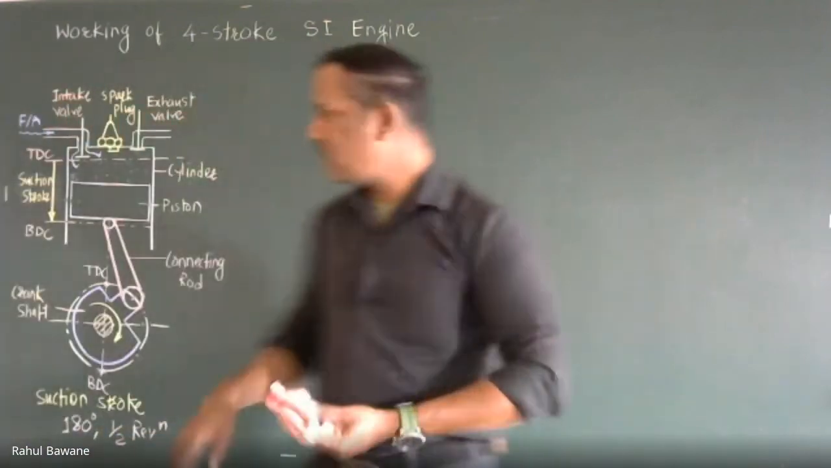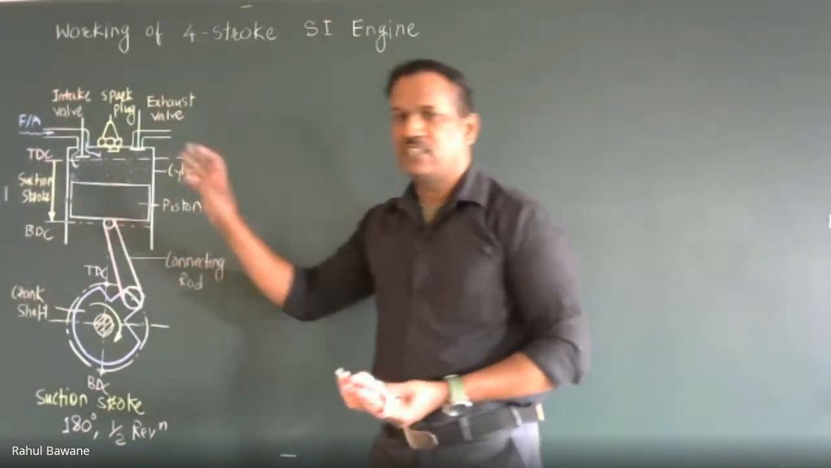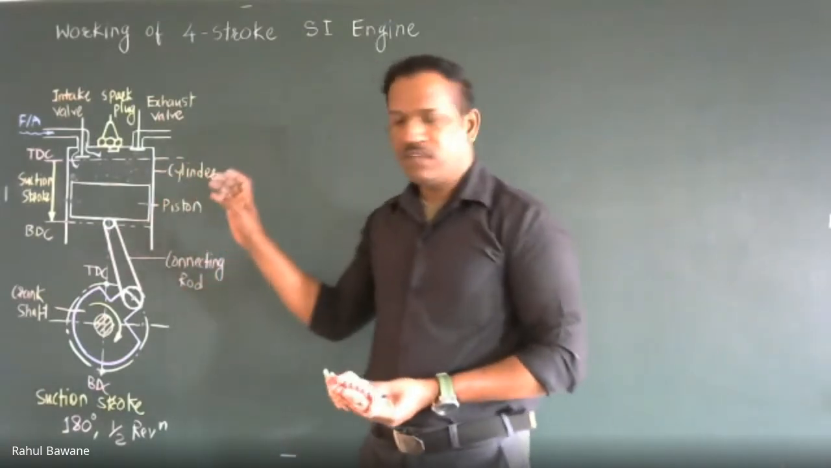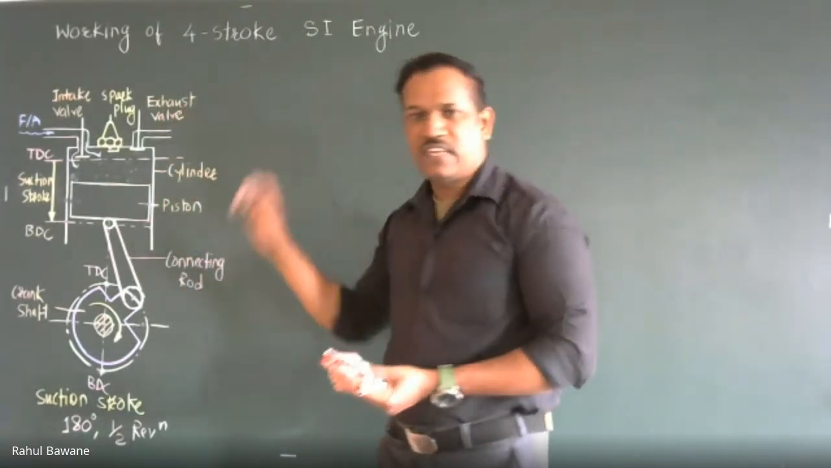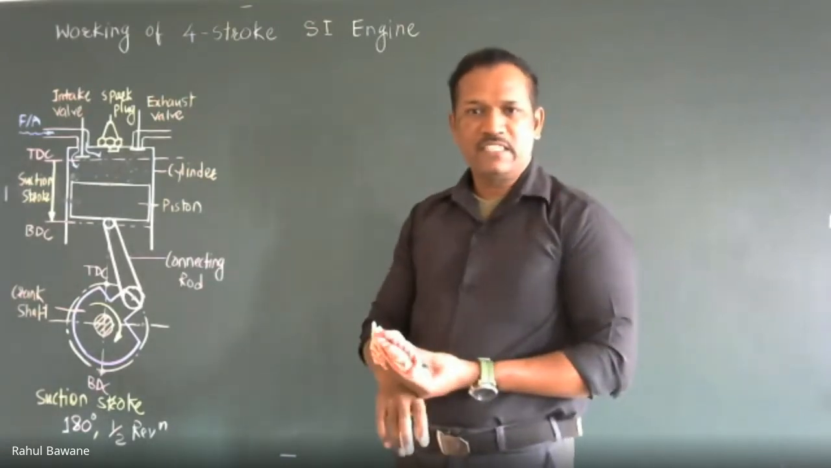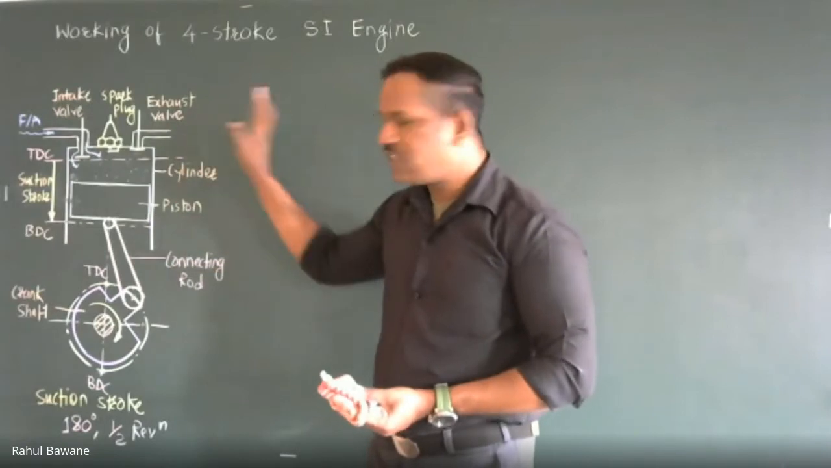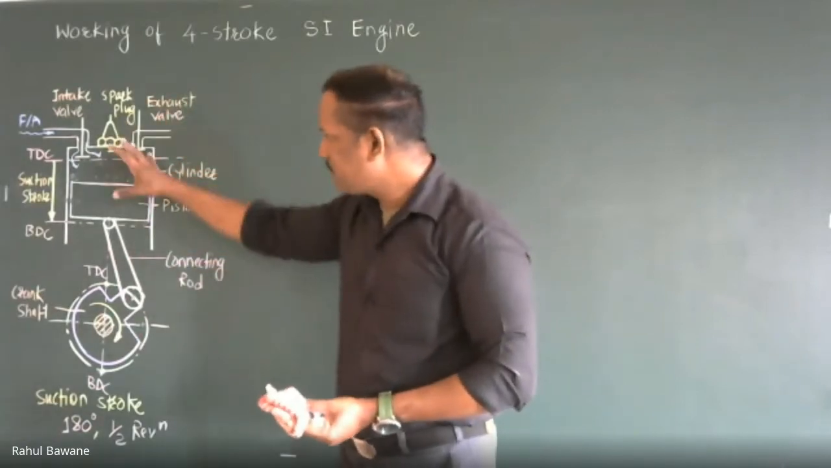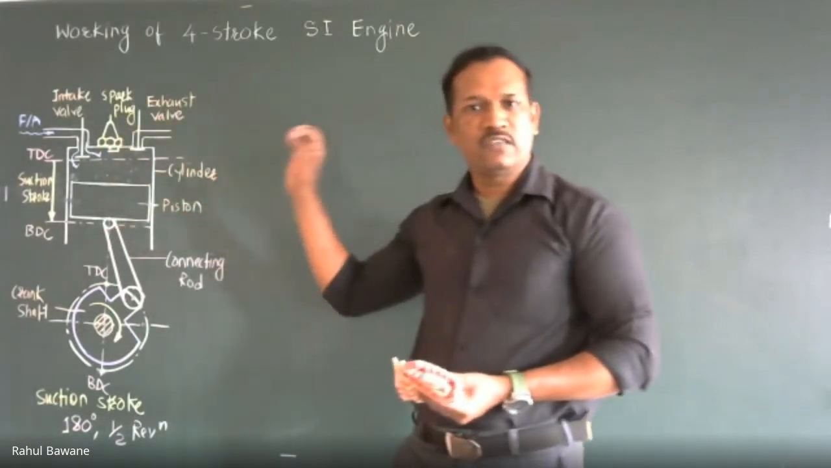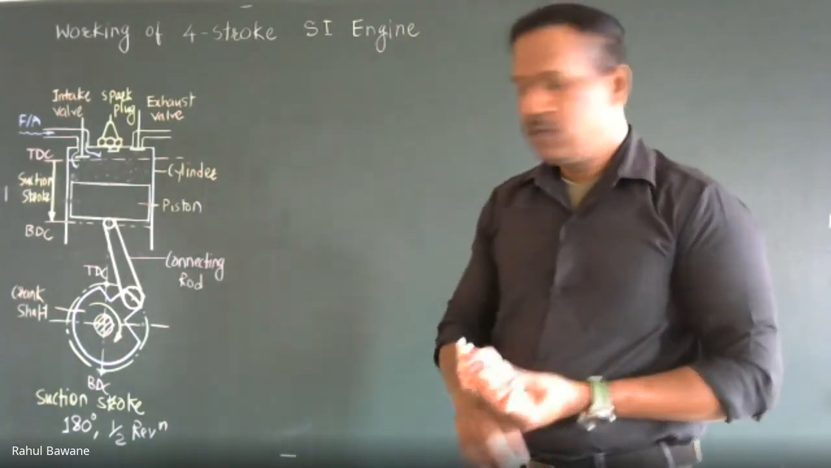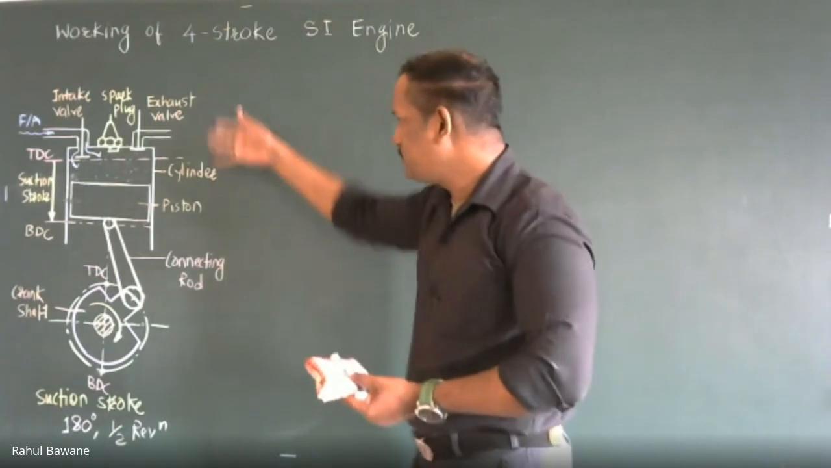Now, how am I going to write the answer for this? If I am able to draw this diagram, if I am able to label this diagram, then what will be the explanation? Never memorize the explanation. Just watch this diagram, and whatever the observation on this diagram is, just put it in words, and that will become your explanation.